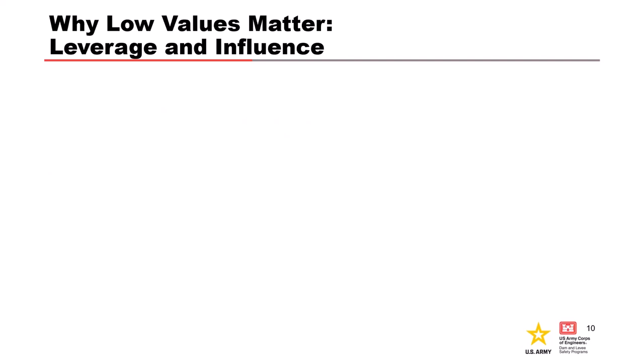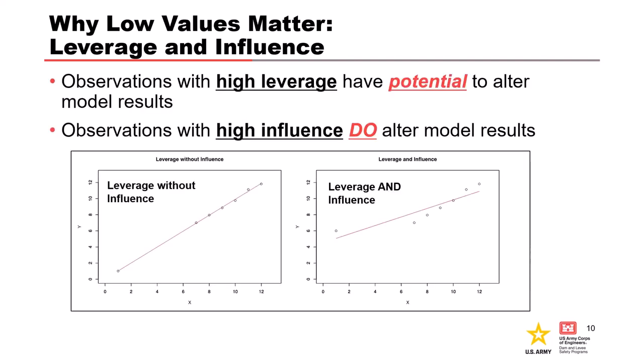So why do these low values matter? There are these two concepts of leverage and influence. Observations that have high leverage have potential to alter model results. The image on the left here shows a couple data points, and this point down here in the lower left-hand corner has high leverage, although it's not influencing the model results. The image on the right shows observations with high influence that actually do impact model results.